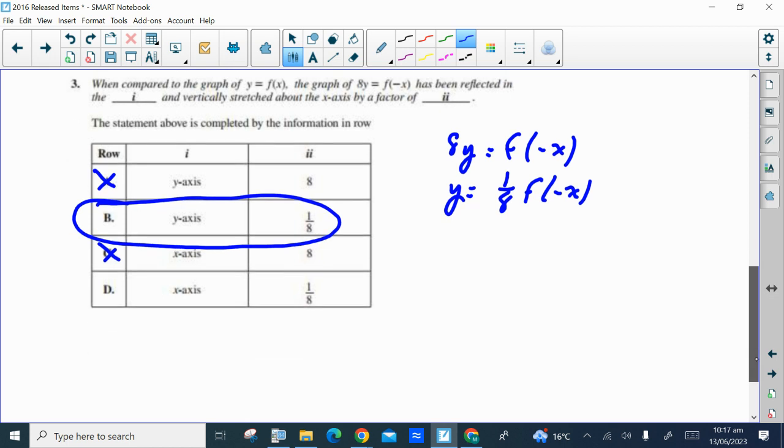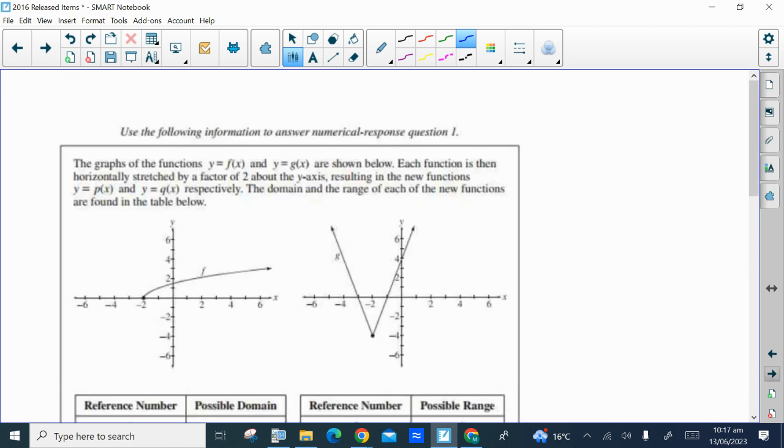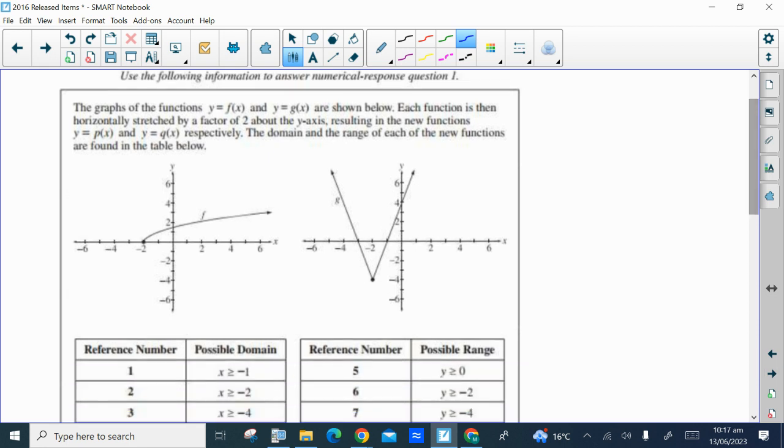Okay, on to the next page. The graphs of f and g are shown below. Each function is then horizontally stretched, and we actually saw this one already once before in one of our review packages. Each function is then horizontally stretched by a factor of 2 about the y-axis, resulting in the new functions p and q. The domain and range of each new function are found in the table below.